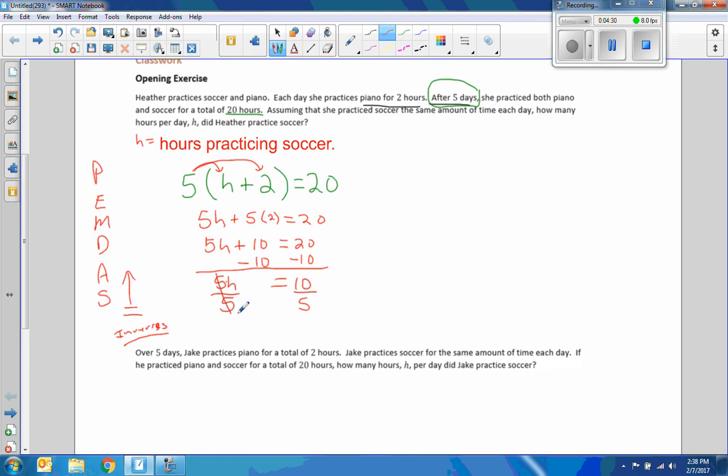5 divided by 5 cancels, or 5 divided by 5 is 1. 1H, 1 times H is simply H, so I'm just going to write H. And then 10 divided by 5 is 5. I'm sorry, 2. 10 divided by 5 is not 5. 10 divided by 5 is 2. Okay? So Heather spent 2 hours practicing soccer and 2 hours practicing piano. Total 4 hours a day, times 5 days does equal 20. All right.